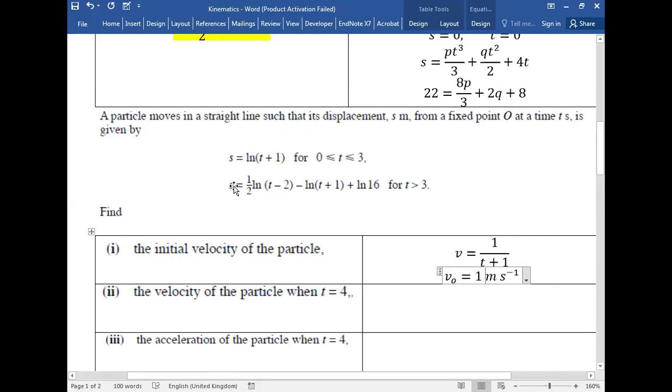Yes, it is written like this. So the velocity of the particle when t is 4. Now we'll need an equation for velocity, and now we'll get that by differentiating this one. How do we differentiate it again? Just like we did this one. What will this be? Half will remain. The derivative of ln(t minus 2) is 1 upon t minus 2. What about this one? 1 upon t plus 1. And what about this one?